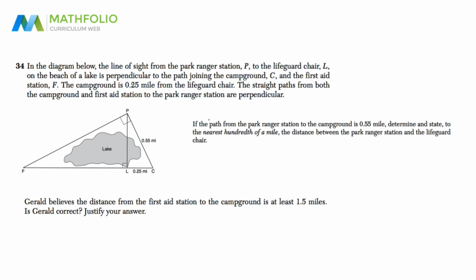Okay, so the first bit right here says if the path from the park ranger station, which is here, to the campground is 0.55 miles, which they've labeled in the diagram, determine and state to the nearest hundredth of a mile. Again, very important. Don't want to throw a point away on this. It needs the distance between the park ranger station and the lifeguard chair. So let me label that as X. Well, basically, if this is 90 degrees, this has to be 90. So we've got a right triangle. And so Pythagorean theorem will work.